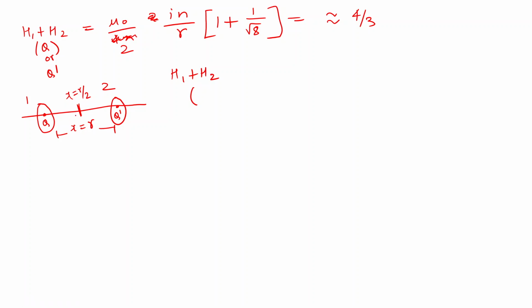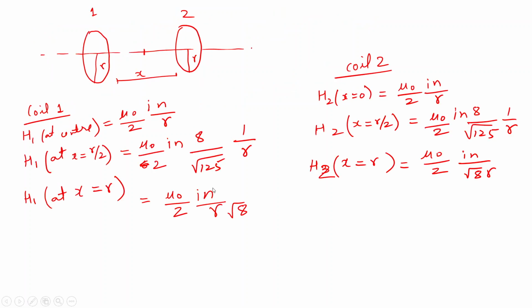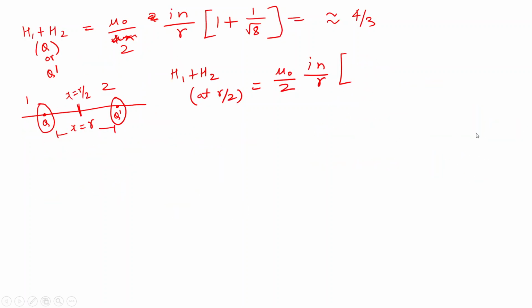So let's take this at r by 2. The total magnetic field at r by 2 will be given by mu naught over 2 I n over r, and the expression here will be 8 over 1 root 5, 8 over 1 root 5, right? That means it will be 8 over under root of 125 times 2. When we solve this, this will also give 4 by 3 times this value.